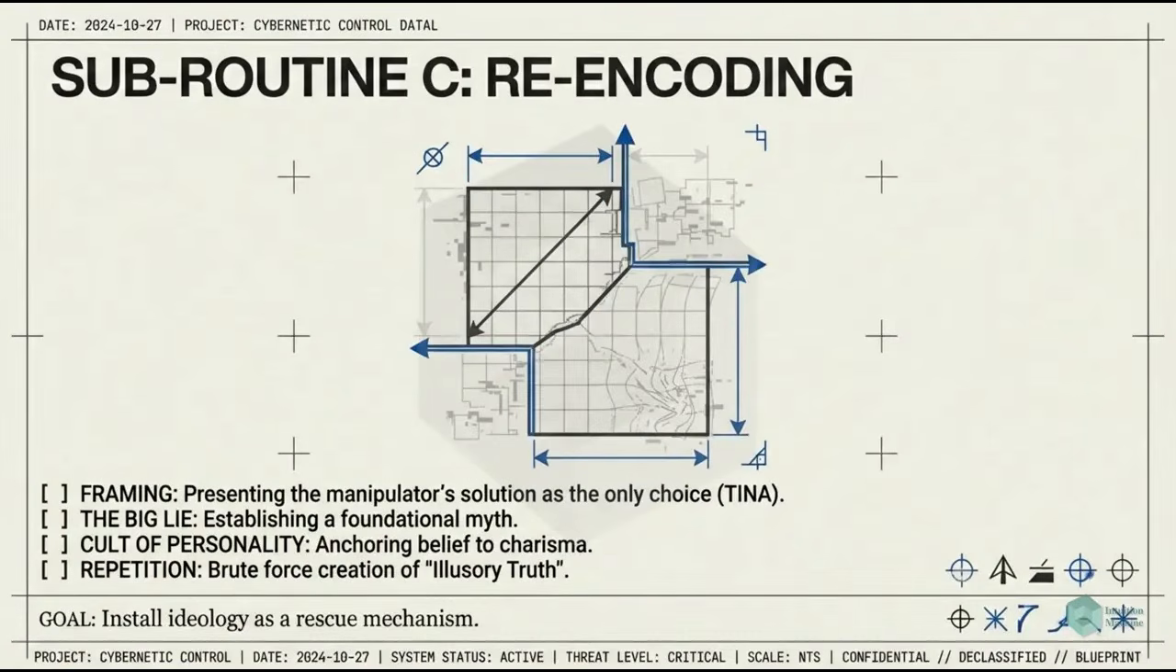Phase 3, the effector, Part C, re-encoding. Now the system installs a new reality, not through argument, through identity replacement. Beliefs are propositions.